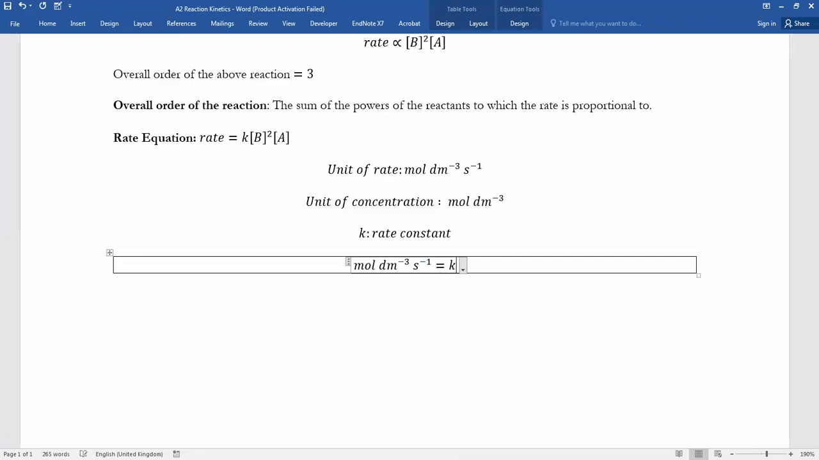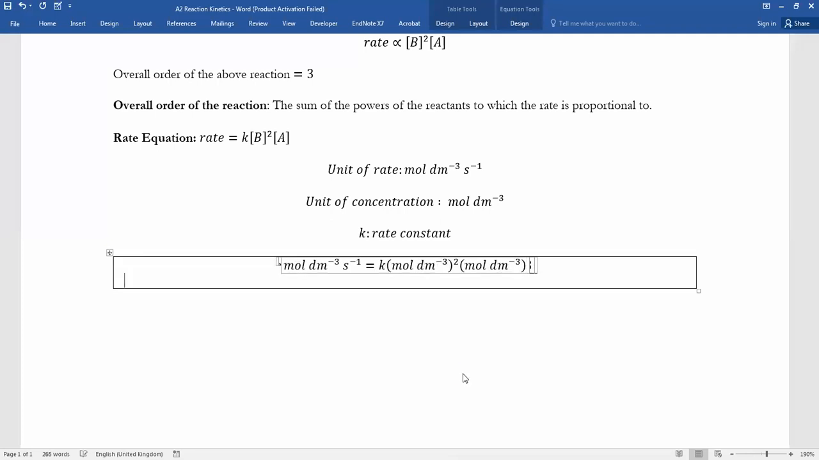I don't know the unit for K, but I know that this is mole per dm cube, and I have squared it. And then this is again mole per dm. So mole per dm cube per second. I don't know the unit for K, and this all will end up becoming mole cube dm minus 9. Is this right?